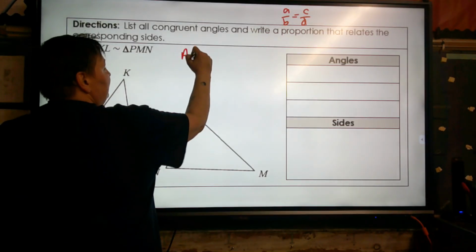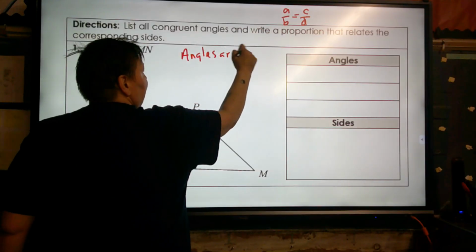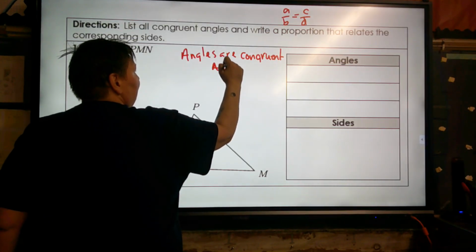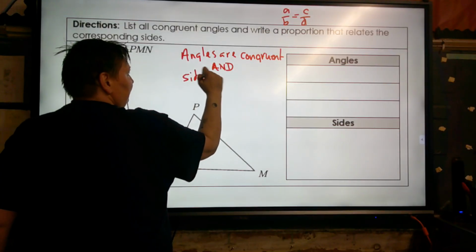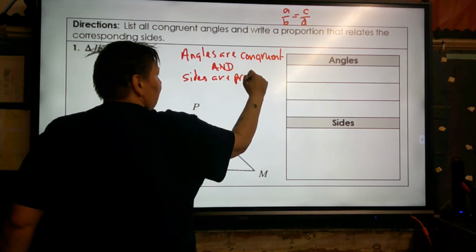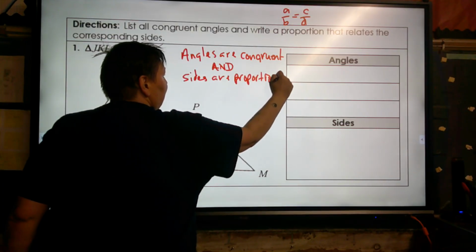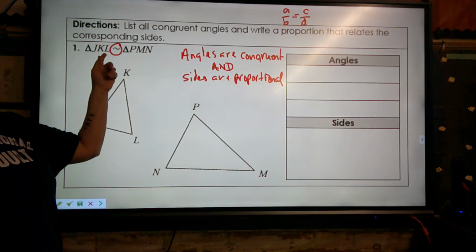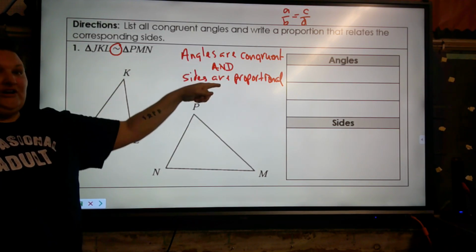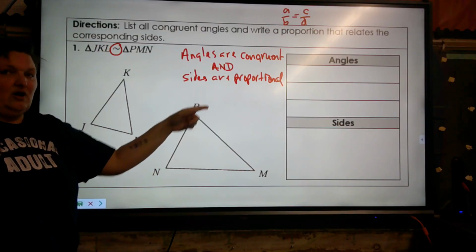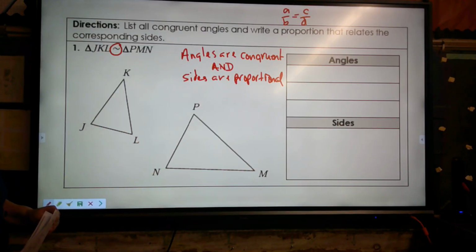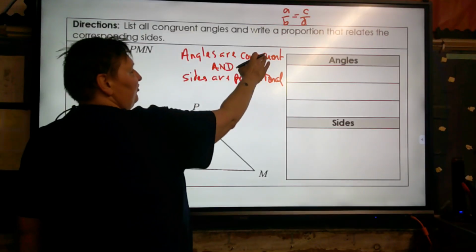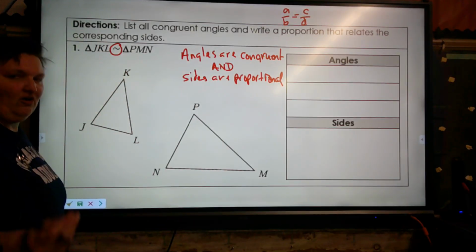We know the angles are congruent, right? The angles are congruent and sides are proportional. We know this. It just told us this. If it's using the similar symbol, then we know this is true. We can use that knowledge. Let's look at our angles. Angles are congruent. They have to be. It just told us they are equal.